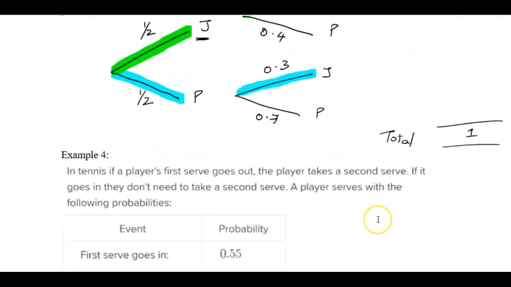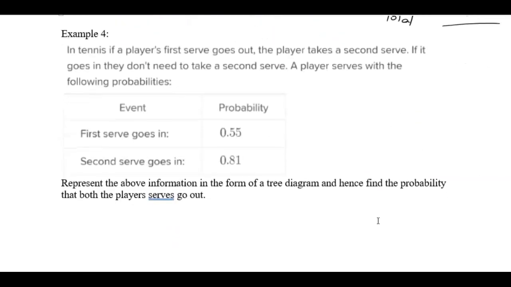Alrighty folks, one last question for today. In tennis, if a player serves the first serve, we're again dealing with the tennis question, if the first serve goes out, the player takes a second serve. If it goes in, they don't need to take a second serve. So when the first serve goes out, they take a second serve. If the first serve goes in, there's no need for a second serve.